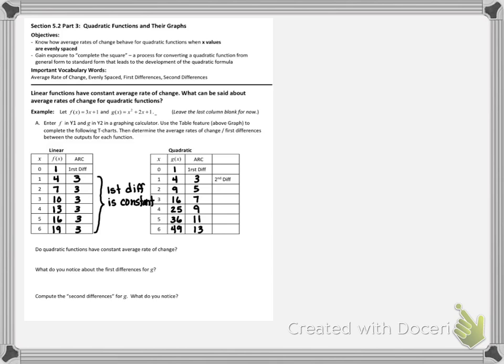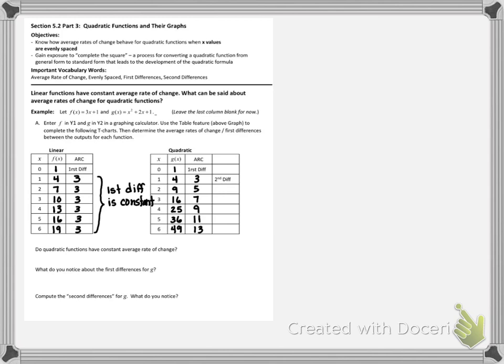Now, over here with a quadratic, as we would imagine, the first difference isn't the same, right? Because we don't have a constant rate of change with a quadratic. But one of the interesting things about quadratics is that even though the rate of change is not constant, the rate of change of the rate of change is constant, which means that if we calculate the second difference of a quadratic, which means the difference of the first differences, we find that that is constant.